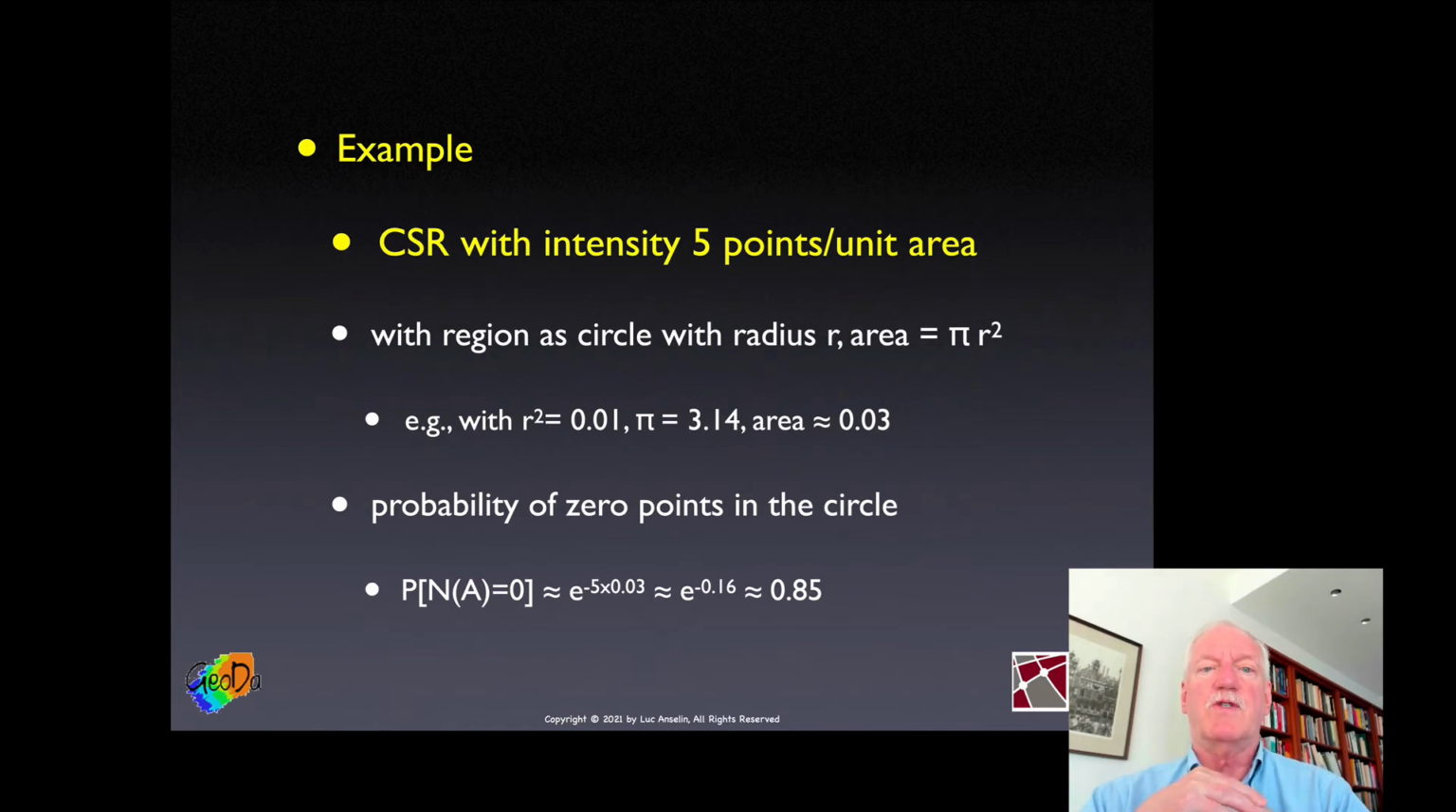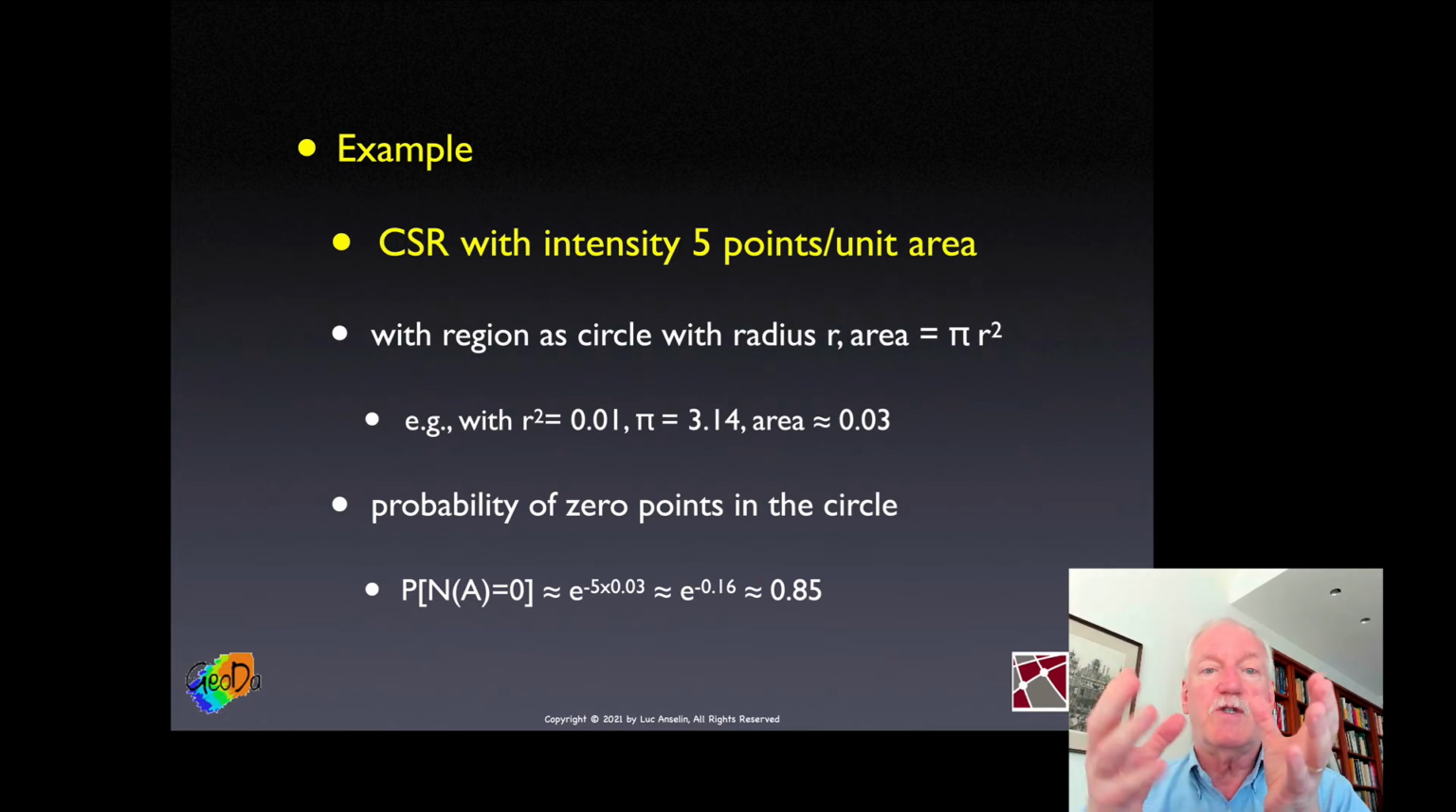So just to illustrate this concept again, let's say we have a complete spatially random process, a planar Poisson process with an intensity of 5 points per unit area. Let's say we have a circle. The area is pi r squared. If r squared is 0.01, pi is 3.14 still, the area is about 0.03. And so then, using our previous expression, the negative exponential gives us the probability of having no points in this circle, and that's, as it turns out, for those particular parameters, 85%.